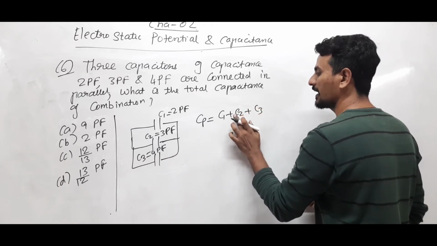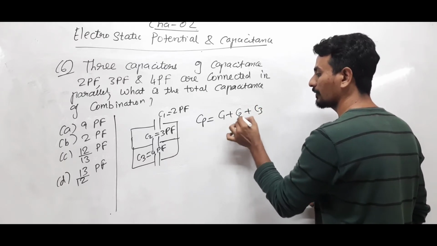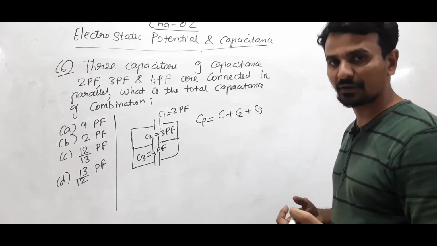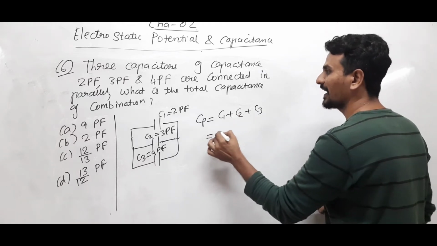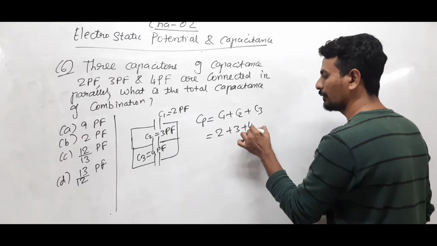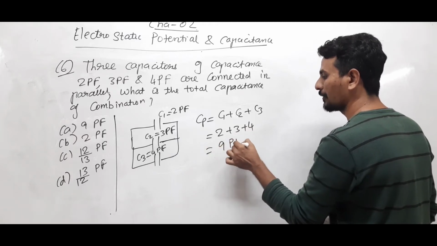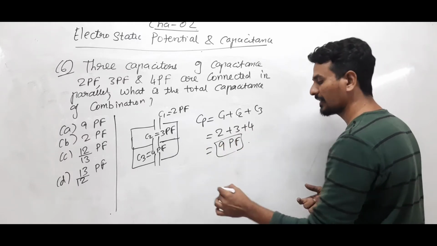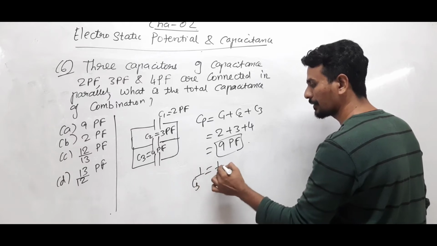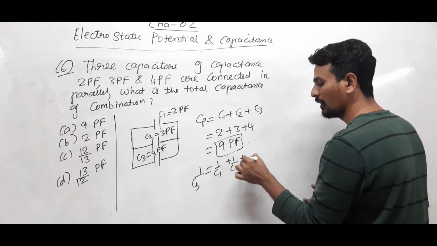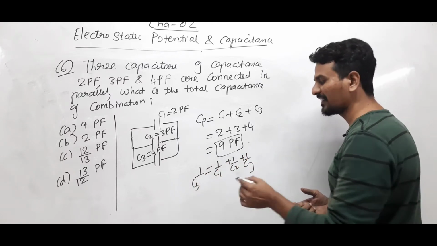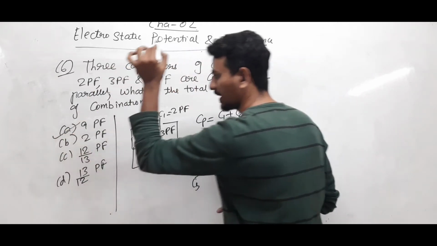If the same question they are asking you to calculate in series, then it will be 1 by C1 plus 1 by C2 plus 1 by C3. You just need to add this 2 plus 3 plus 4. So it will be 9 picofarad. Right? If it was asked to calculate in series, then it will be 1 by C1, 1 by C2, 1 by C3. Presently, this is the answer. Clear? Okay.